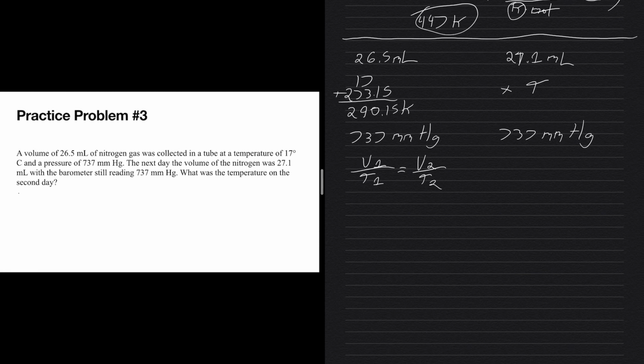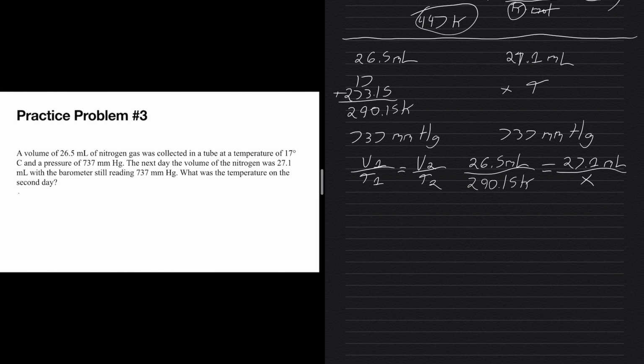So we can start filling in the information we know here. So V1, 26.5 milliliters over T1, 290.15 Kelvin equals V2, so we know that's 27.1 milliliters over X, because we're trying to find T2, which will be our variable X. So now this is again as simple as going into your equation setting on your calculator and entering it into the solver function. So I'm just going to type it in here.